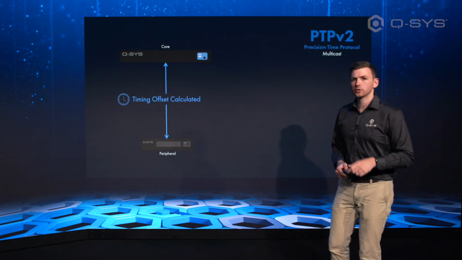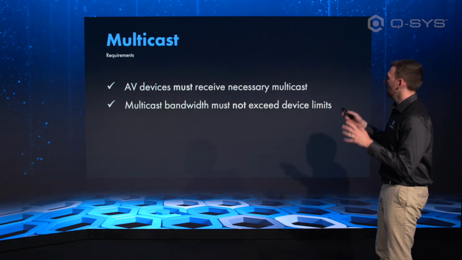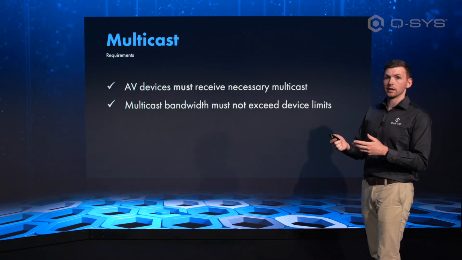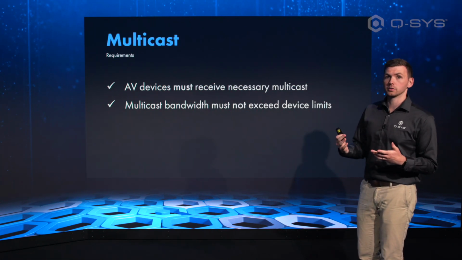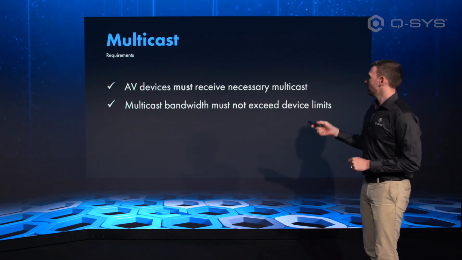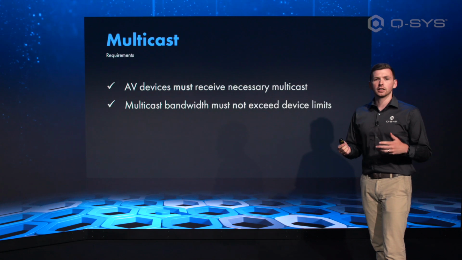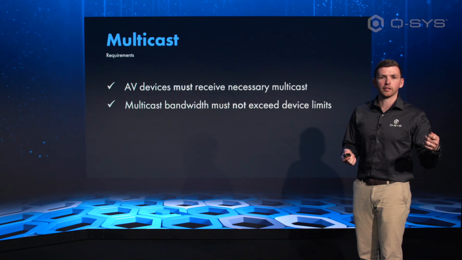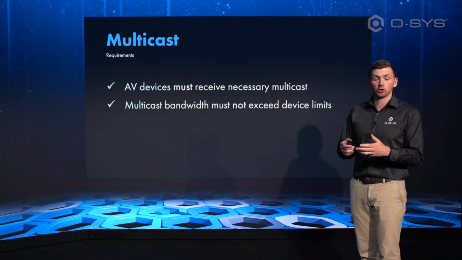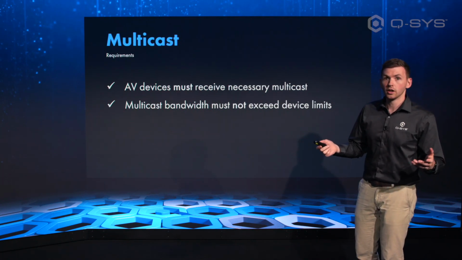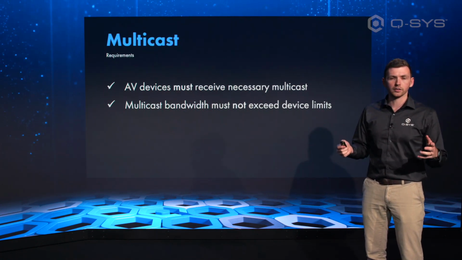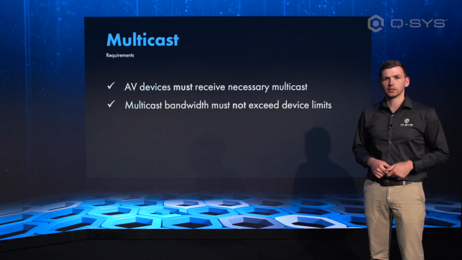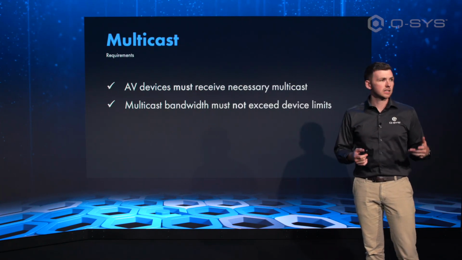So the key things in terms of AV over IP and multicast is that the AV devices really must receive the necessary multicast. They must receive things like PTP and QDP and some media traffic, which is going to be multicast as well. But also, the multicast bandwidth must not exceed the device limits. For example, if you have a 100 megabit per second port on a device, you want to make sure that if you've got a reasonable amount of multicast floating around the network, you're not sending all of that to every device at once. So we are, of course, going to need to use technologies like IGMP snooping to make sure we filter our multicast and only send it to the devices that it needs to go to.